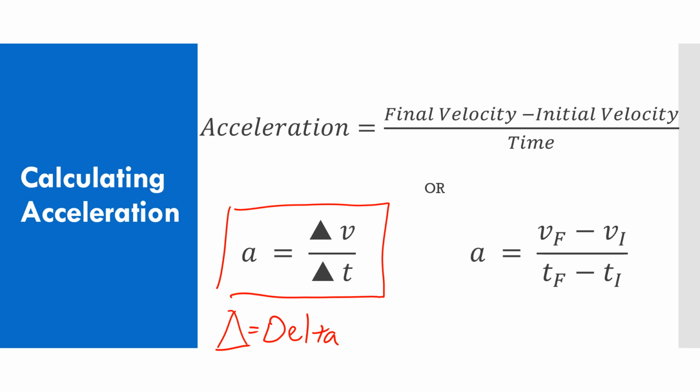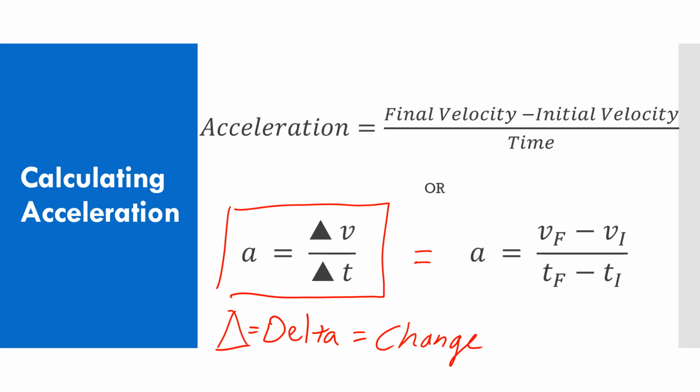And delta in math and science means a change. And so essentially what delta is telling us is that acceleration is equal to the final velocity, whatever we end up with, minus the initial velocity, what we started with, over the time final, whatever time we ended our measurements, and initial time, which is whatever time we began our measurements. So it's important that you have all those components.